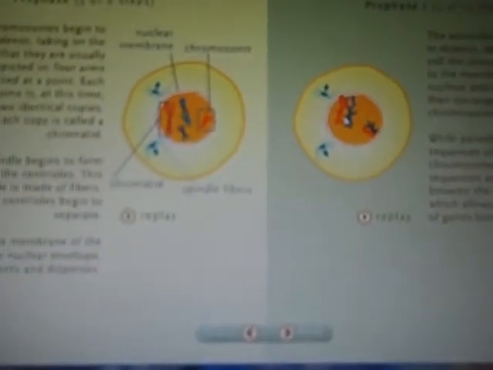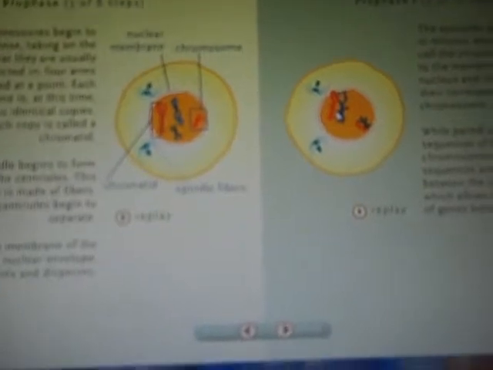Okay, so that's prophase. Once again, the condensing of chromosomes. Centrioles are going to start to go to the poles. Our next stage of the process of mitosis and meiosis is the prometaphase.